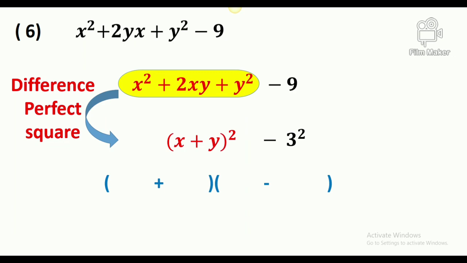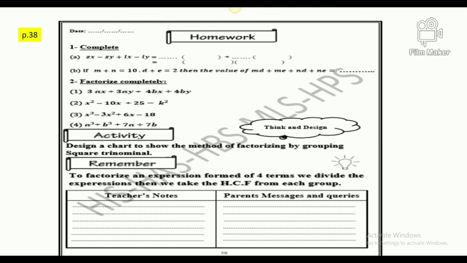Let's summarize our lesson today. We spoke about factorization by grouping. There are two types of factorization by grouping, but at first, for an expression of 4 terms, we can take each 2 terms together if they have a common factor and we will get a common bracket. If not, we can take 3 terms together if they are a perfect square. Then we factorize it again as a difference between perfect squares.